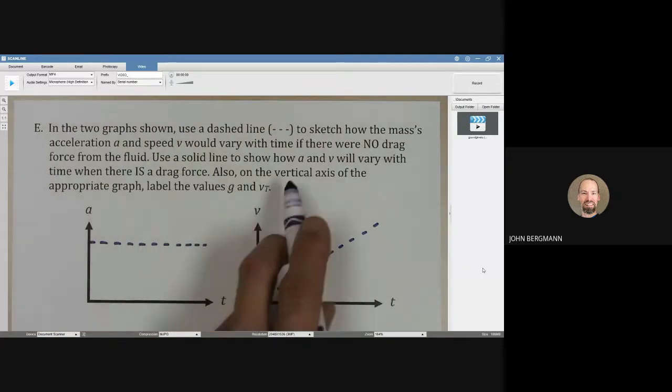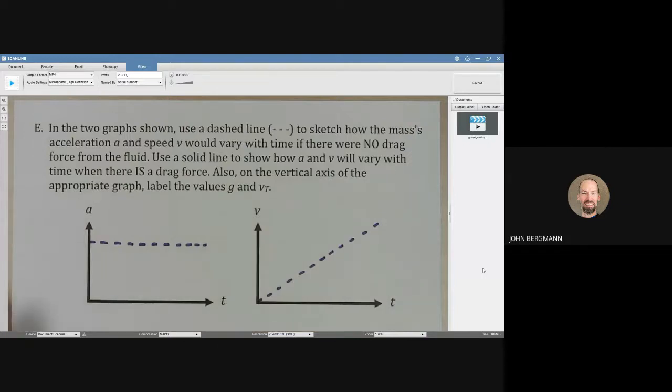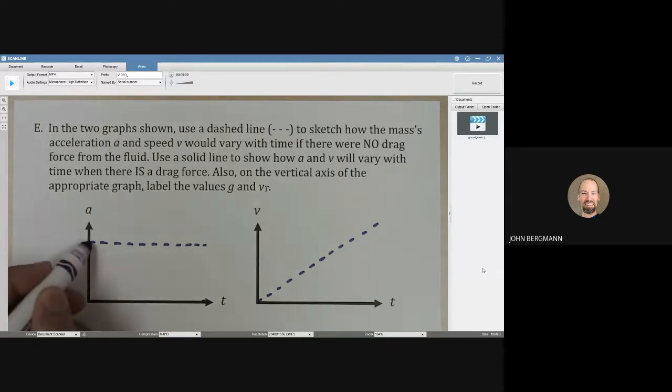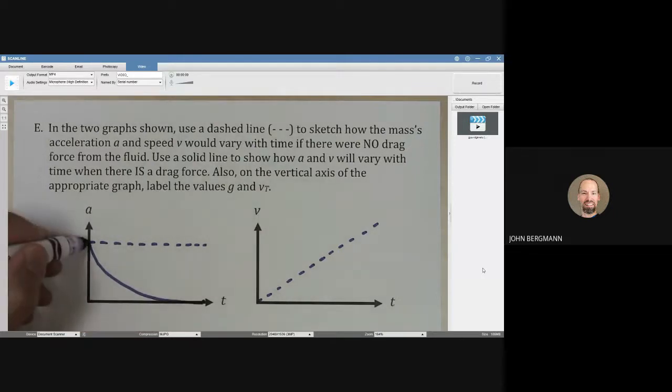Use a solid line to show how the acceleration and speed will vary with time when there is a drag force. The acceleration initially will start at the same value here, but once terminal speed is reached, then the acceleration is going to be 0. So I think the solid line should look something like that, where that value right there is the value of g, 9.81 meters per second squared. So if there's a drag force, the initial acceleration is the same, but at a certain time, the acceleration is going to drop finally to 0.